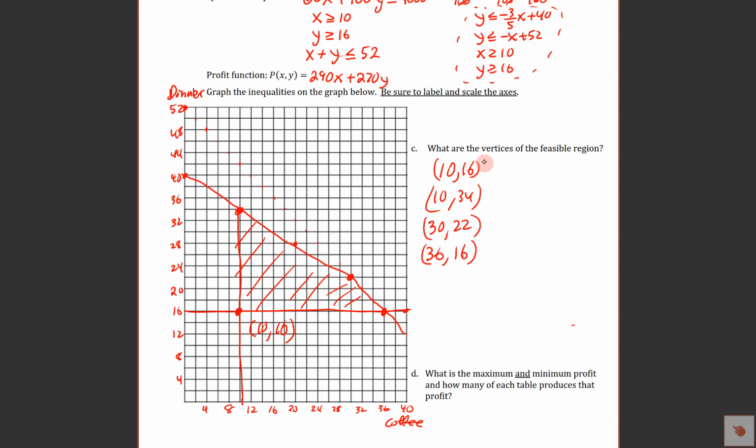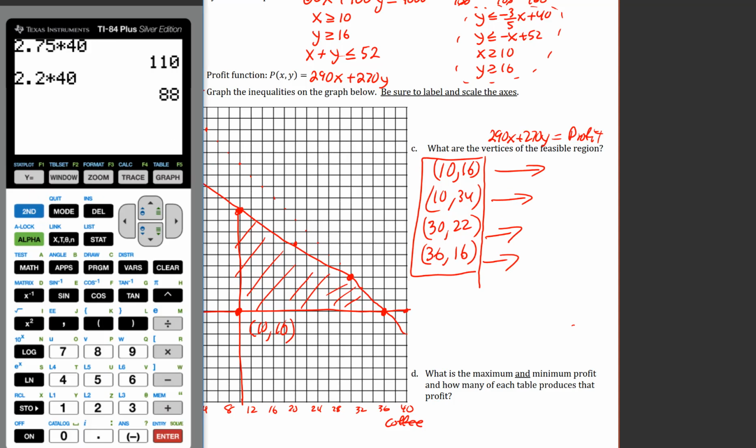Okay, so what I'll do next is I'll just take these. Okay, so we've got those right there. So I'm going to box those in. But then remember what we want here is we want to figure out what the max profit is. So this is going to be 290x plus 270 whatever y is, and then that's going to equal the profit. So I'm going to grab the calculator, and we're going to plug several of these in, and we're going to see what we get. So if I plug each one of these in, let's see what we get here.